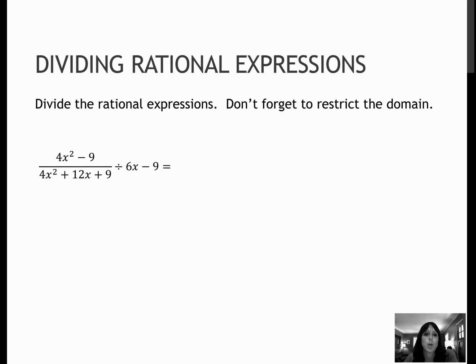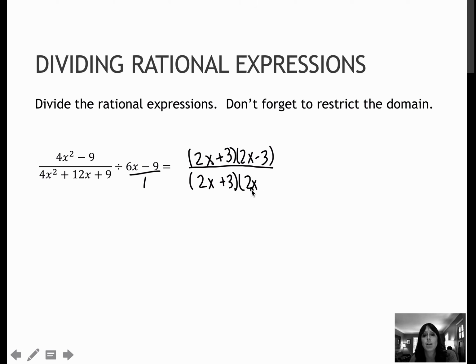For our next example, notice we have division, and my second value is not a fraction, so we're just going to think about it as being a numerator over 1. Again, I'm going to factor, so my first would factor, because it's a difference of squares pattern, into 2x plus 3, 2x minus 3. My denominator is a perfect square, which would be 2x plus 3, 2x plus 3. Remember, if you don't know that it's a perfect square, it really doesn't matter. I would then go ahead and do my tic-tac-toe to find my factorization.